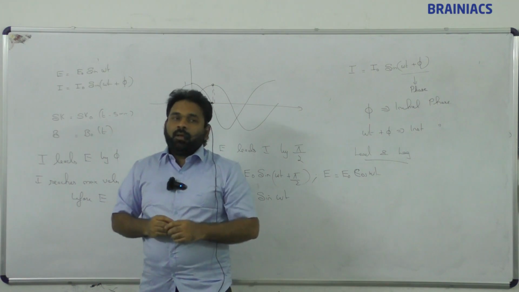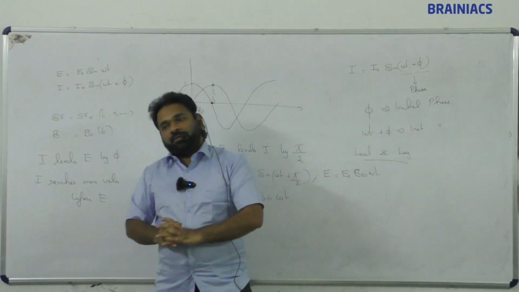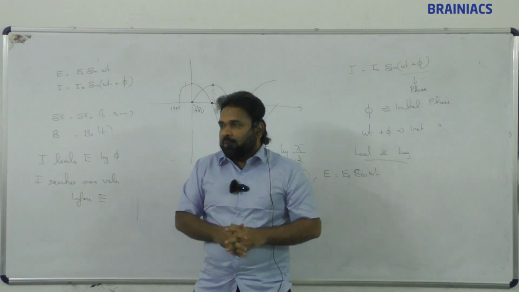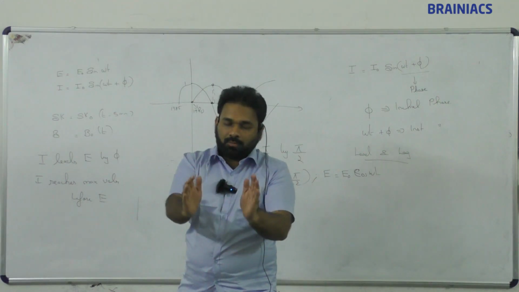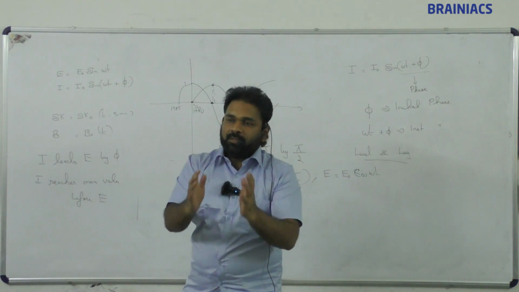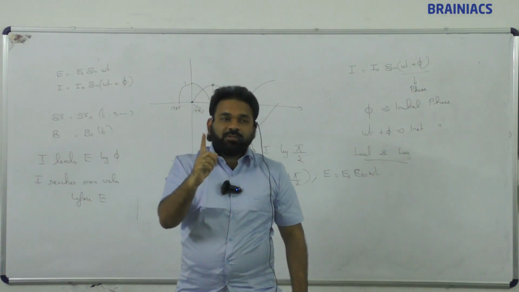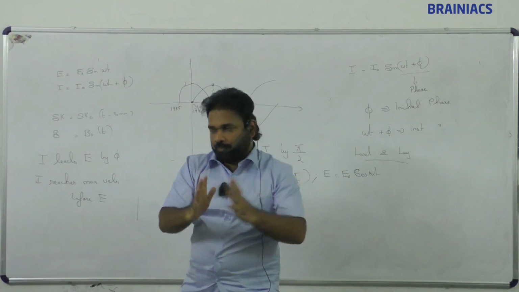Another thing is we use voltmeter and ammeter for measuring current and voltage in DC. If we use the same voltmeter and ammeter in AC, it will show 0, because the average value is 0. How the average value comes 0, that we'll see soon.